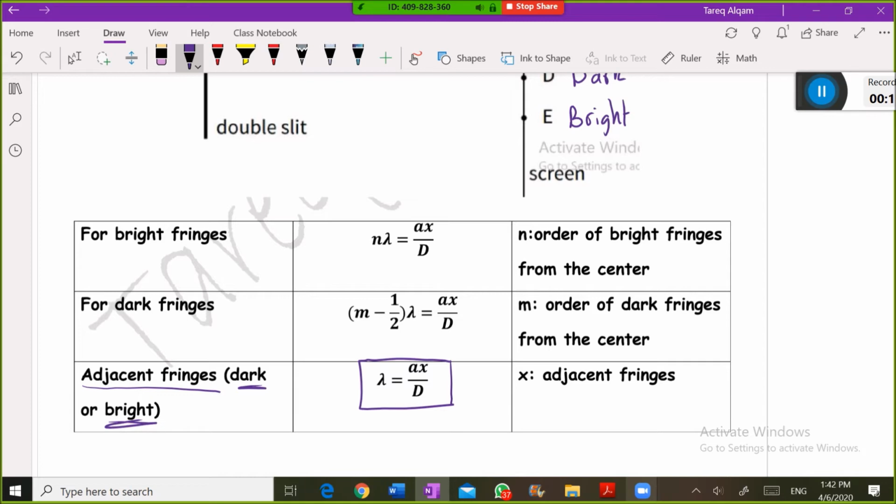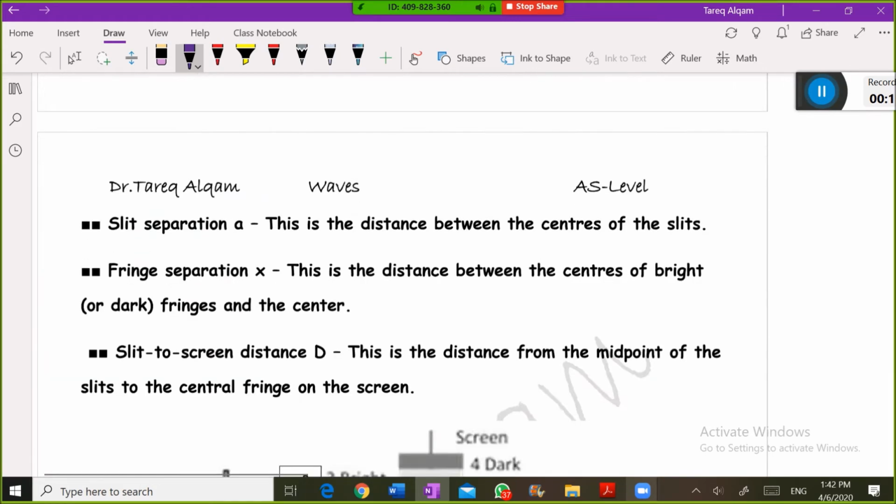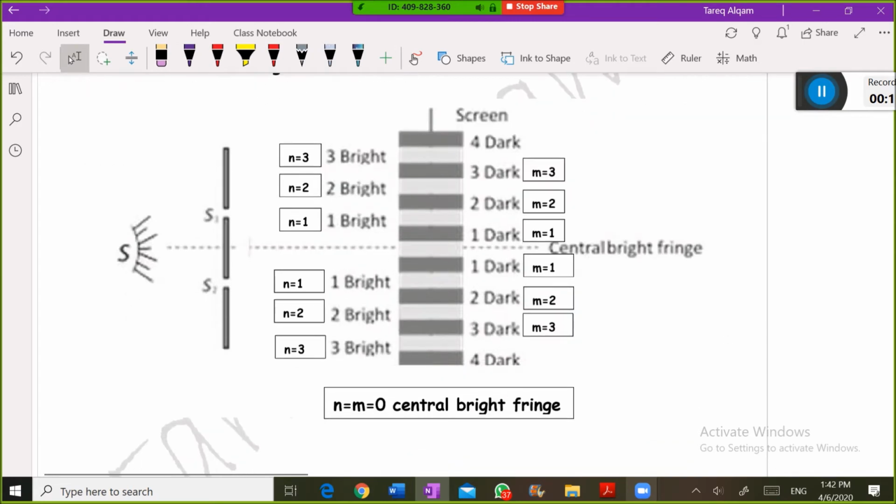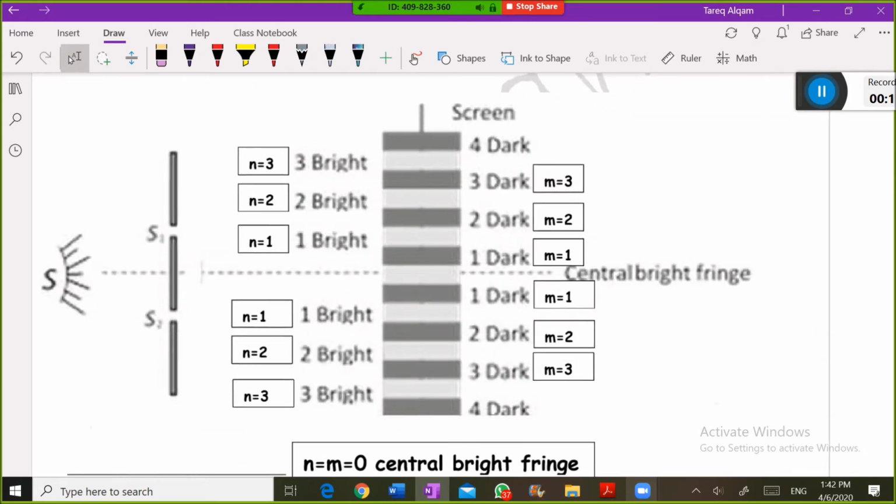Lambda is the wavelength. A is the separation between the slits. X is the separation between the fringes. D is the separation between the double slit and the screen. Guys, this is a very important thing. Please pay attention now.